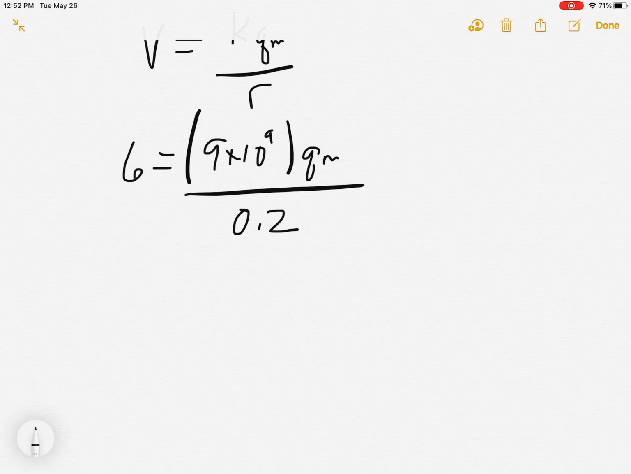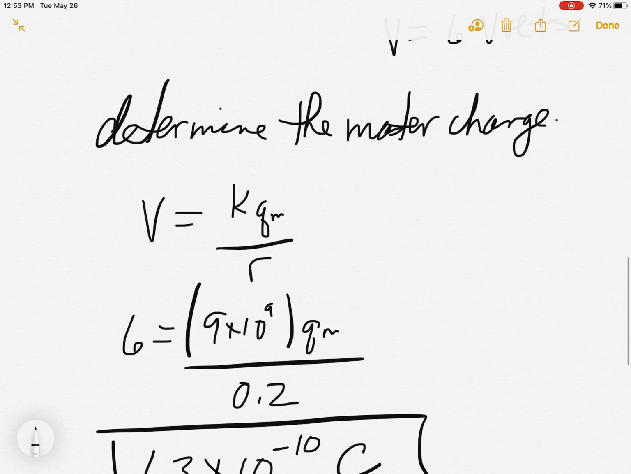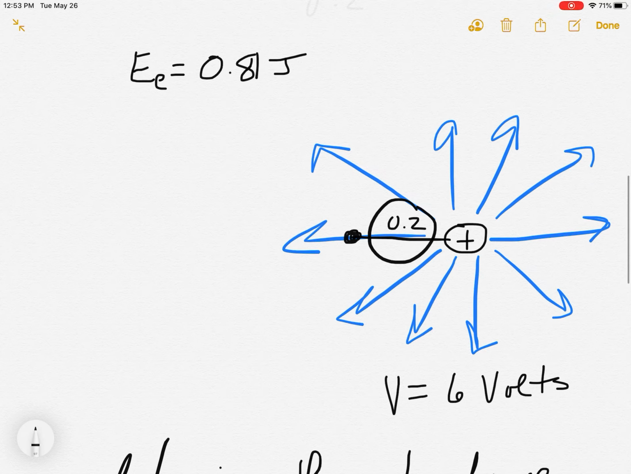And the reason for that is because we typically don't get voltages of 6 with point charges. I just pulled these numbers out of the air to show you. Typically, we get very tiny charges, but it is possible. It's just very weird. So 6 times 0.2 equals, and then divided by 9 times 10 to the 9 equals, well, actually it came out pretty good. It comes out to 1.3 times 10 to the negative 10 coulombs of charge. So that's actually about 0.1 nanocoulombs. It's a very small amount of charge.